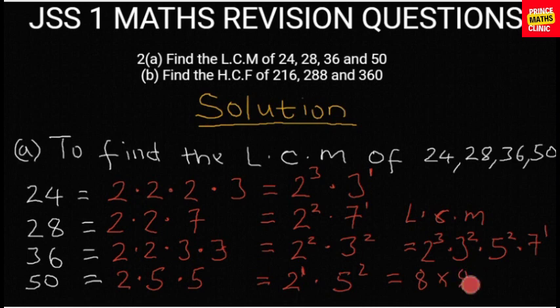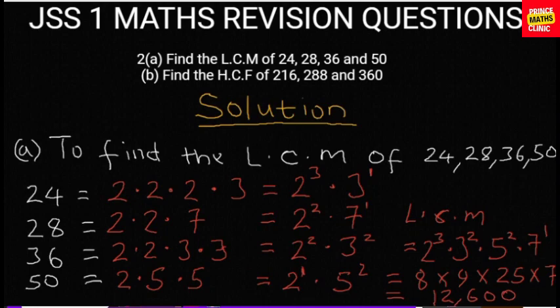3 to the power of 2 is 9. 5 to the power of 2 is 25. And 25 times 7. So if you multiply everything together, 8 times 9 will give you 72. And 72 times 25 will give you 1,800. And 1,800 times 7 will give you 12,600. So that is the LCM to this particular question. 12,600. Good. So let's look at the B question.